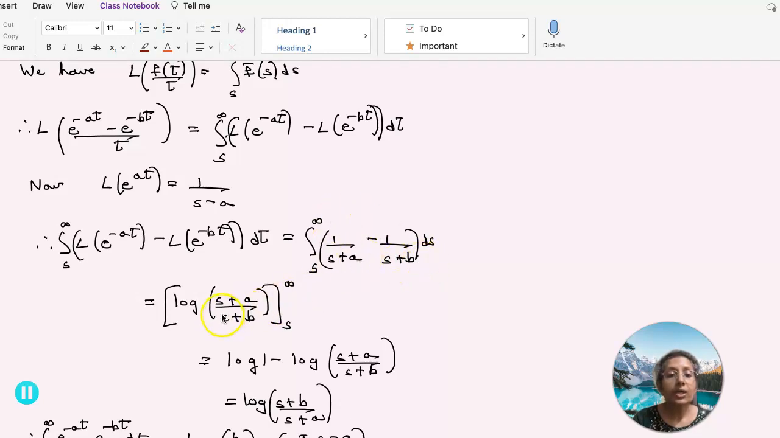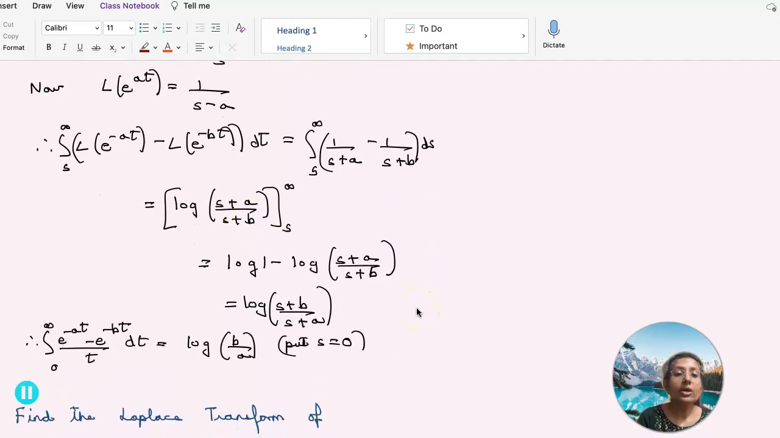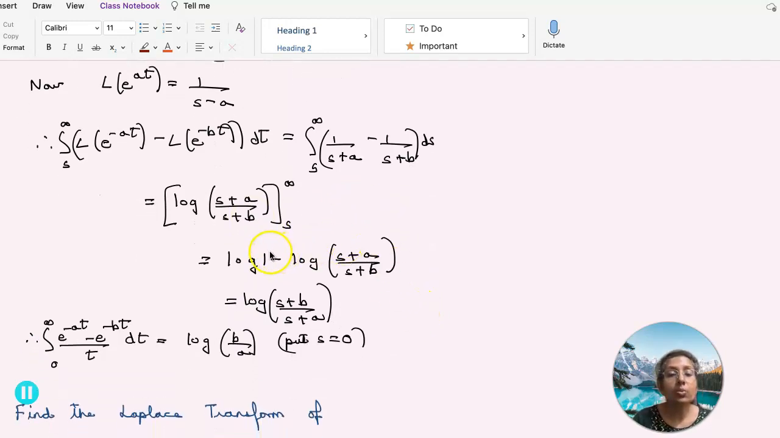So integrating, you get log s plus a minus log s plus b within the limits s to infinity. But what is log a minus log b? Log of a by b. So substituting again, you get log of infinity by infinity, that is log 1, minus log s plus a by s plus b. What is log 1? It is 0. So it becomes minus log s plus a by s plus b.